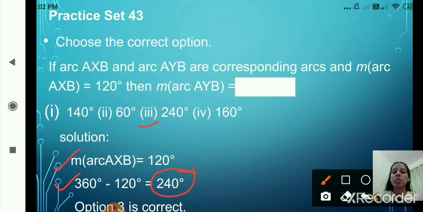In this way we will solve this type of questions. Measure of one arc is given. How you will find out measure of the another arc? 360 degree minus 120 degree, because in the circle the measure of a complete circle is 360 degree. Now we'll move to the next question. Now question number 2.